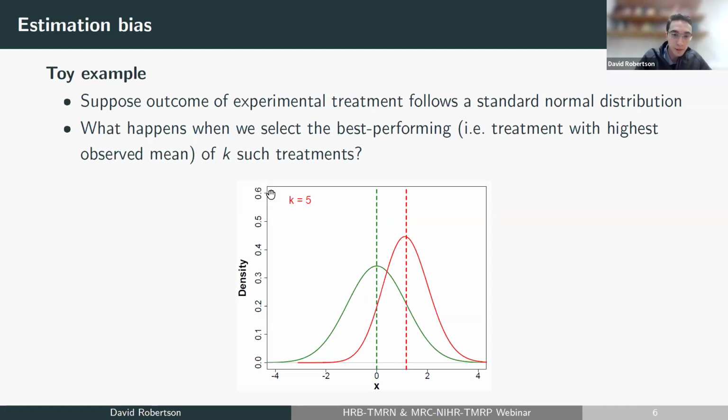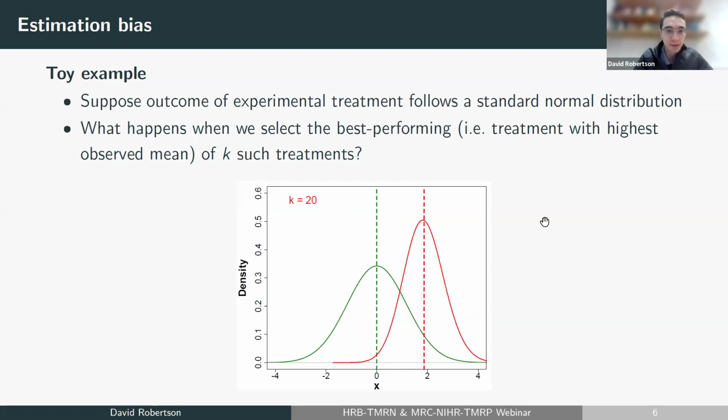And as you increase the number of treatments that you're selecting, the mean of your selected treatment increases, the distribution shifts to the right. And in a very extreme setting where you're selecting the best out of 20 treatments, now we can see that the mean of your selected best performing treatment is close to 2. And remember, all these treatments actually have a mean of 0. But you get this bias because you're selecting the best treatment.